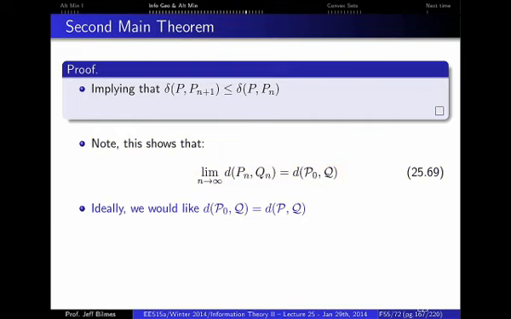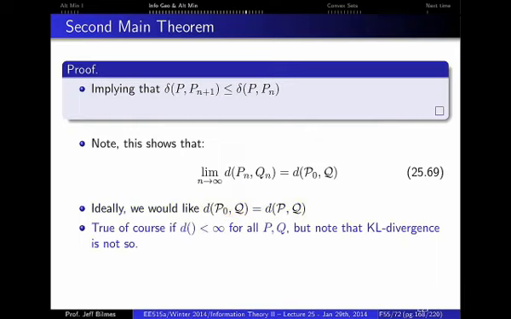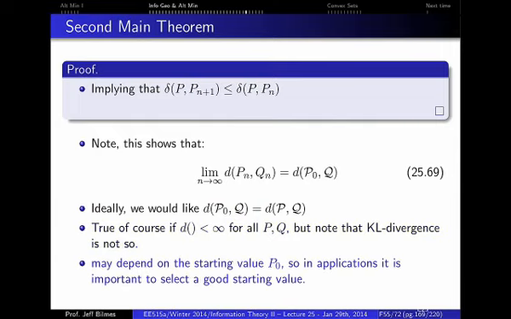Ideally what we'd like is that this minimization on the left, because remember, this is all with respect to this P0 sequence. And remember, P0 is basically something that's defined with respect to the sequence. And what we'd like is that this is equal to the true minimum. And this is true whenever D is finite. But for the Kullback-Leibler divergence, that's not true. It's not necessarily finite. So it may depend on the starting value.